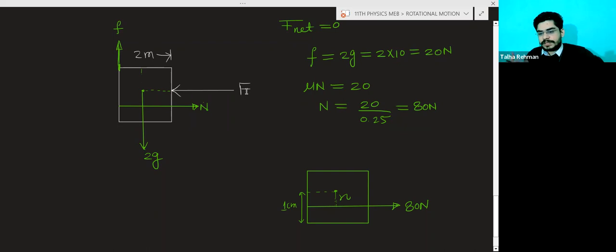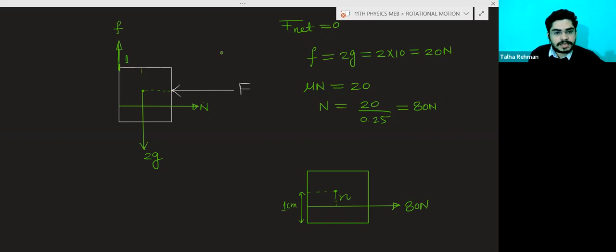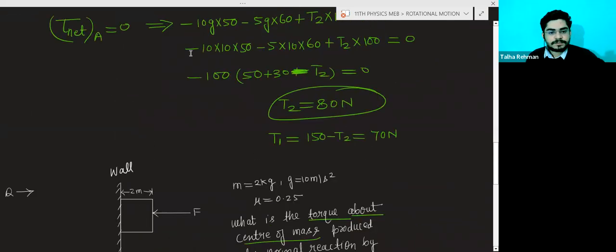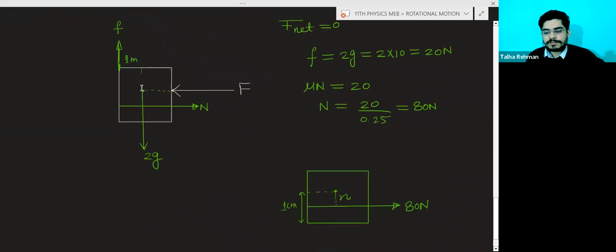Now see what the torque will be. As this force is passing through the center of mass, the torque due to this force is equal to 0. This weight is also passing through the center of mass, so again the torque due to it about the center of mass is 0. Now this friction force is acting in this direction, and this distance is 1 meter, because this is the center of mass.